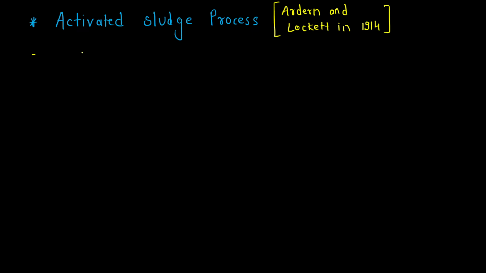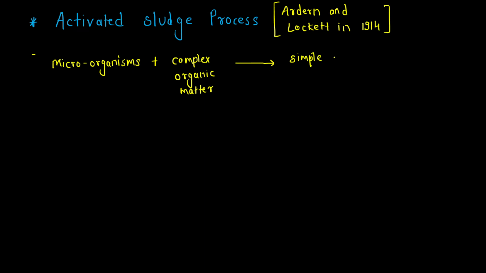Before going to the main concept of the activated sludge process, you should first know a few basic things. The first is the role of microorganisms in decomposing the organic matter. These microorganisms decompose, or oxidize, the complex organic matter into simple and stable end products.